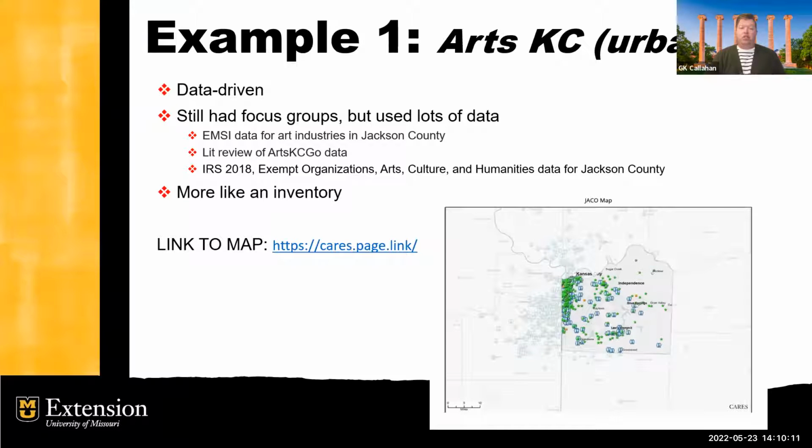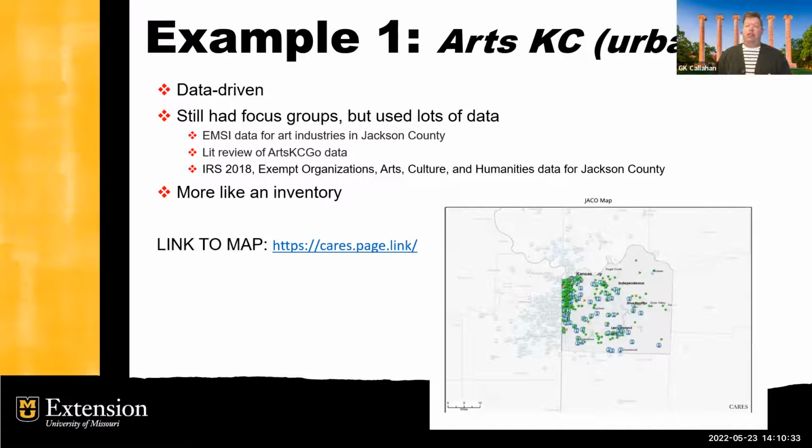So one of our first examples, and this is an urban example, we know we're talking about rural placemaking at the conference, but we just wanted to point this out. I've been involved in a multi-year project with our local arts council here in Kansas City called Arts KC. And one of the first steps to the strategic planning was helping them put together this arts asset inventory. But like Lisa said, it was more inventory driven.